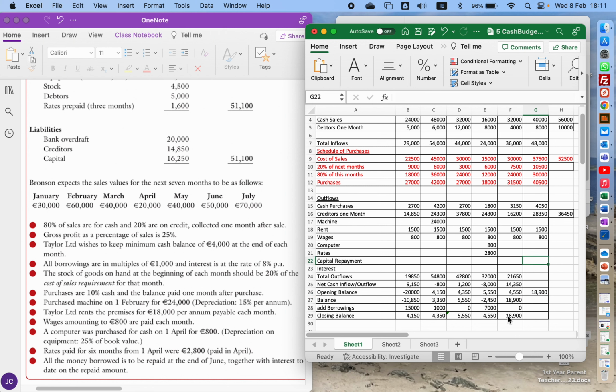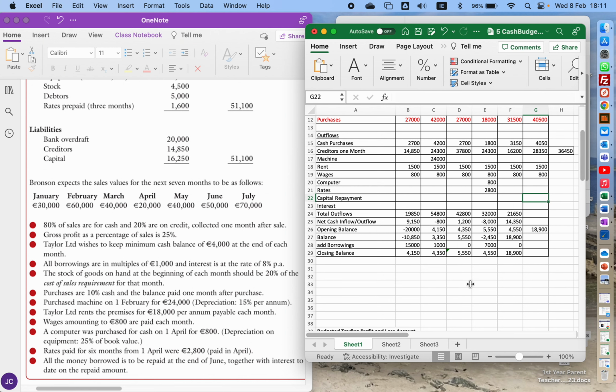So now I need to look at my capital repayment and my interest, because that's going to happen in June. So all the money borrowed is repaid at the end of June, together with interest to date on the repaid amount. Okay. So that could mean that we end up being minus at the end of June, or we might have to borrow again. So I'm going to look at my loans.